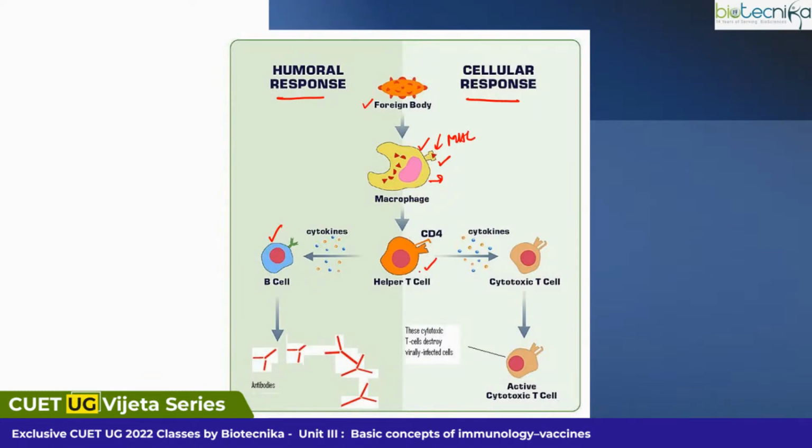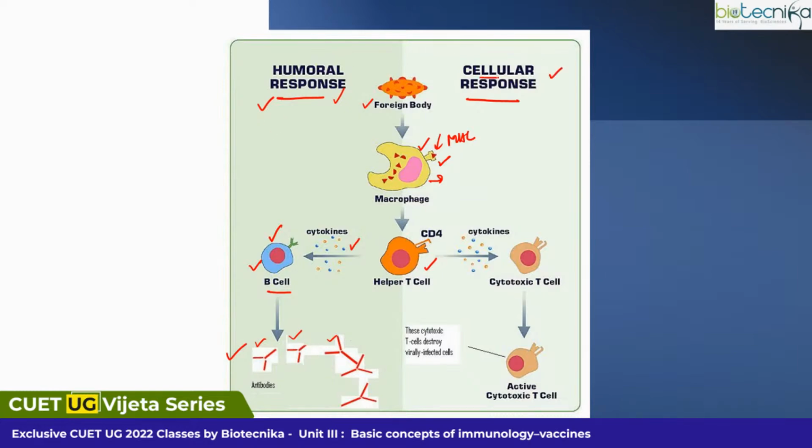Now, when they present to T cells, the T cells will release certain cytokines. These cytokines will activate the B cells. Now the B cells will release the antibodies. So what is humoral response? Humoral response is when the antibodies are released by the B cells. So the antibodies come under the humoral response, the function of the antibodies. Okay. Then what is cellular response?